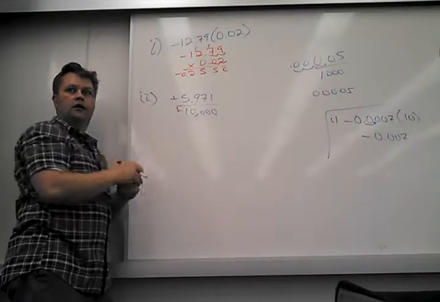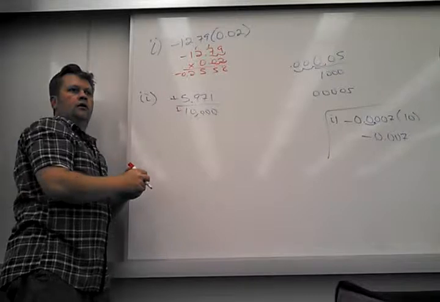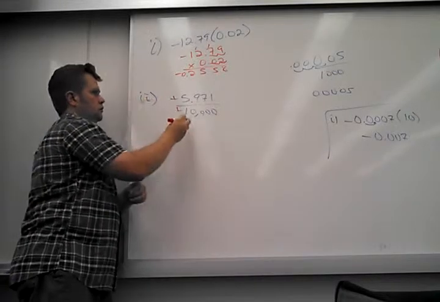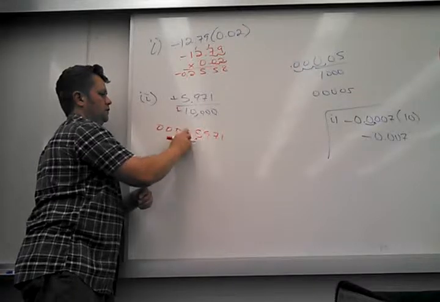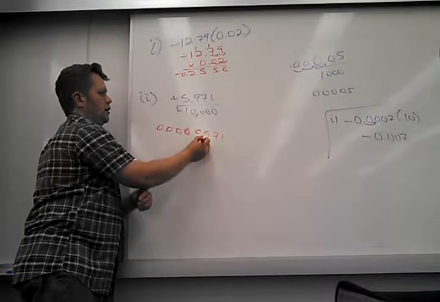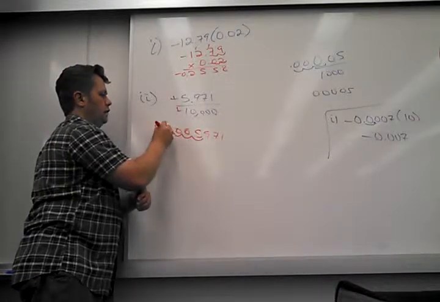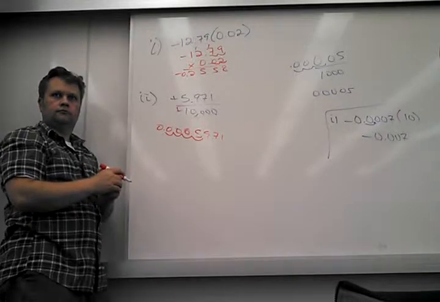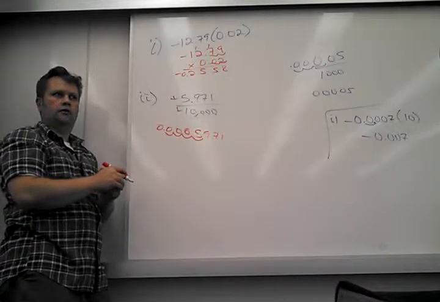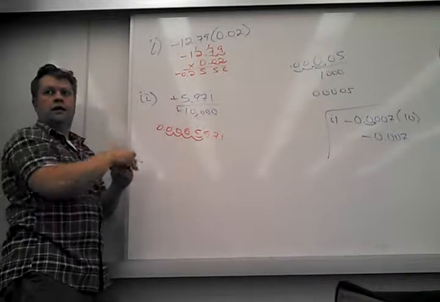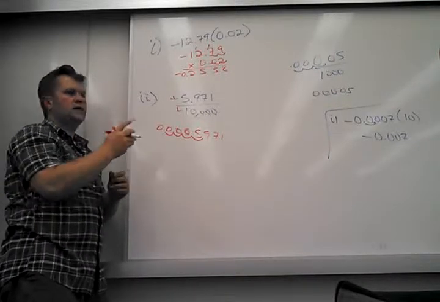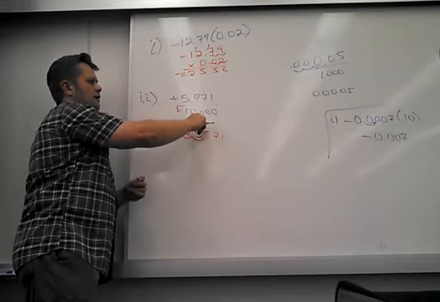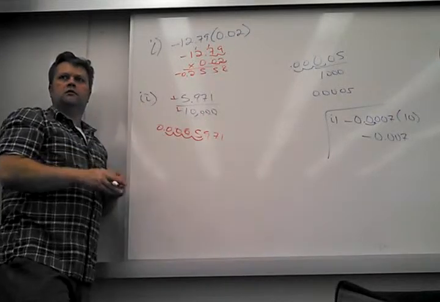Well, which way am I going to go? Down. I've got to make it smaller. Good. So I would put 5971, put some zeros out here, and go, okay, now I got to go 1, 2, 3, 4, bam. I like it. And the negatives, of course, cancel, so it comes out positive. It should make sense. 5 divided by 10,000 is pretty small.